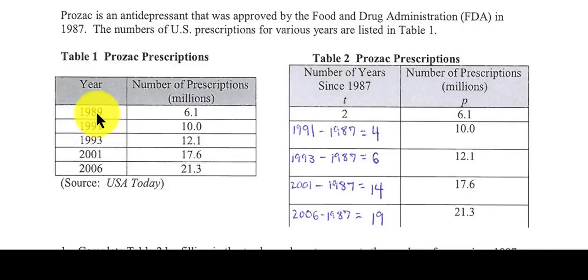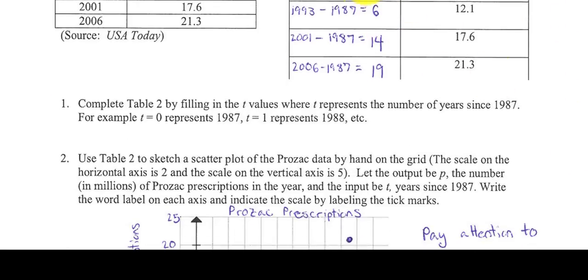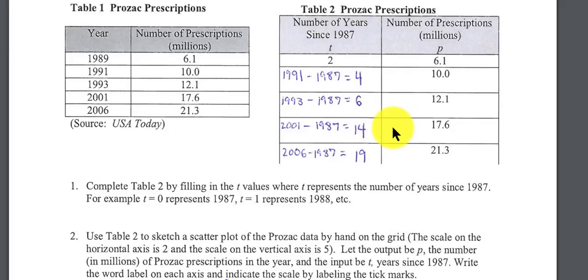We have to translate this to a base year. So this says the number of years since 1987. So 89 would be 2 years after 87. 91 would be 4 years after 87. 93 would be 6 years after 87, and so on. So we're going to enter this information into our calculator.